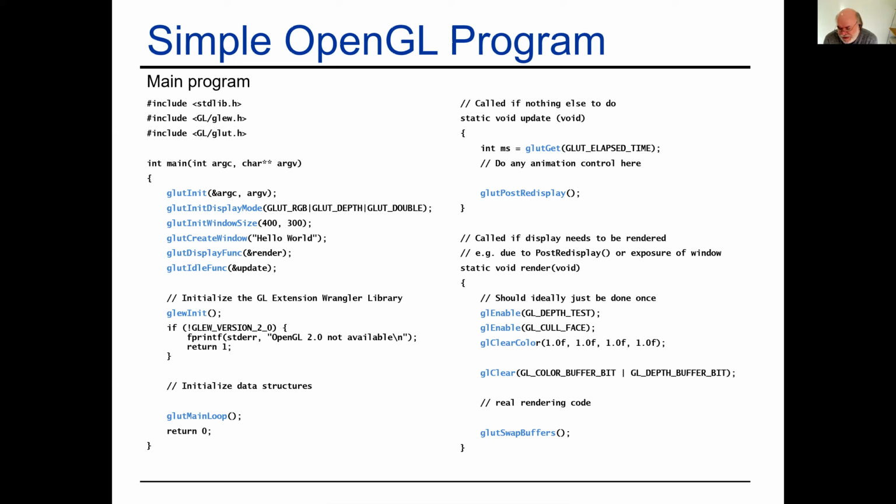Then we set up two callback functions for GLUT. The one says, whenever GLUT wants to render something, please call this function render. And whenever there's nothing to do, so essentially once everything has been rendered, please call that update function, the idle function. So this is a typical way how interactive graphics applications, or in particular simulations, operate.